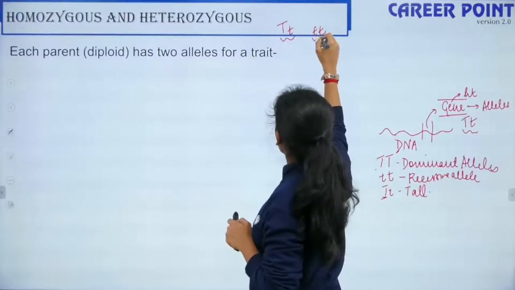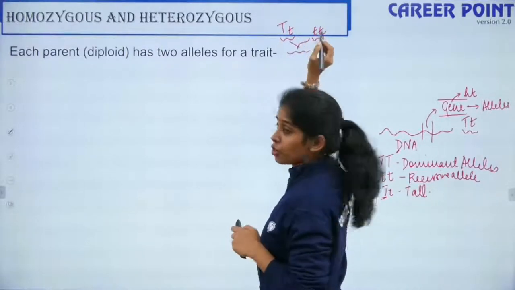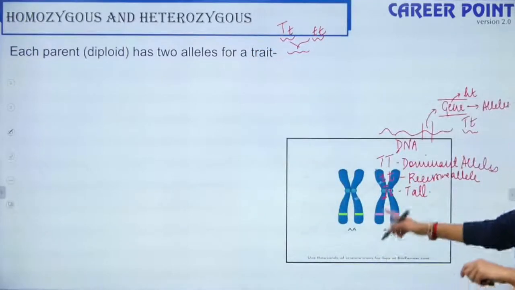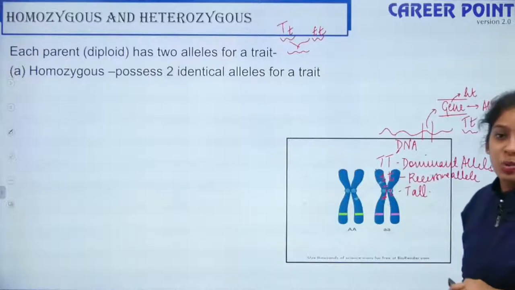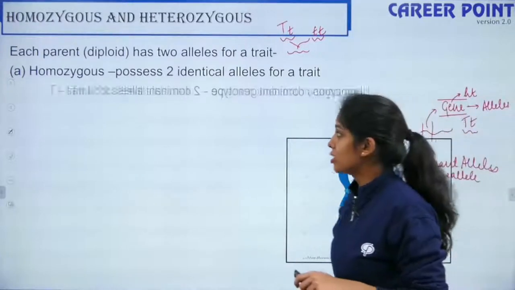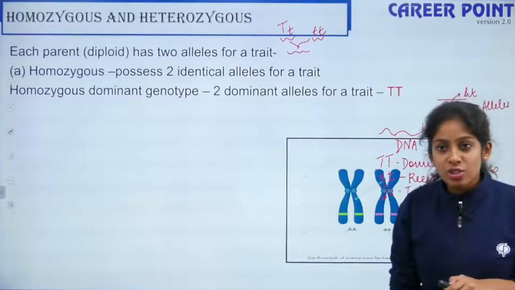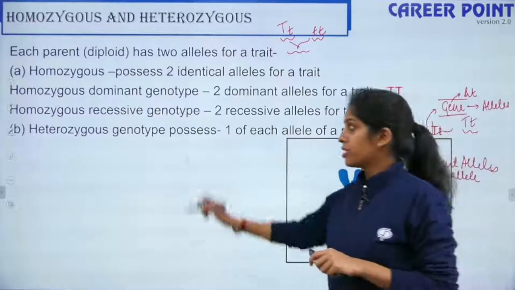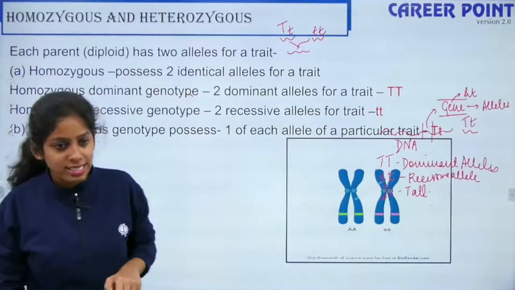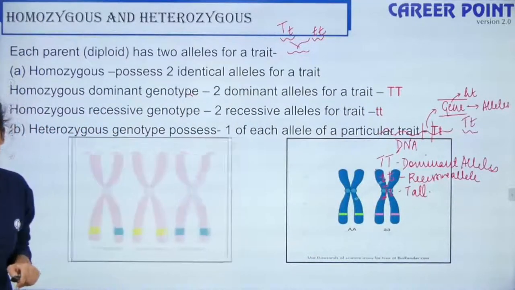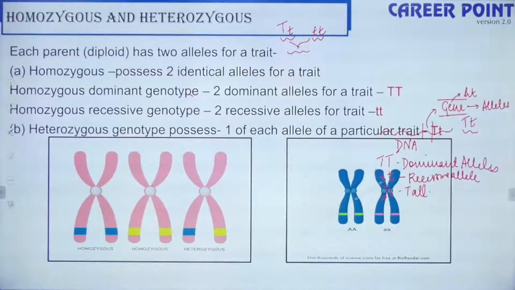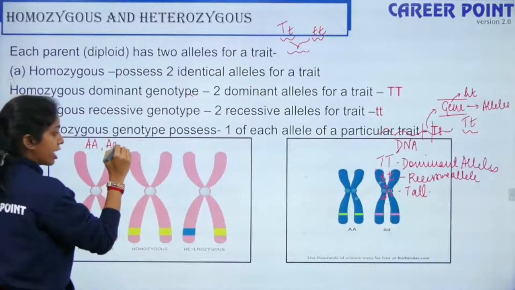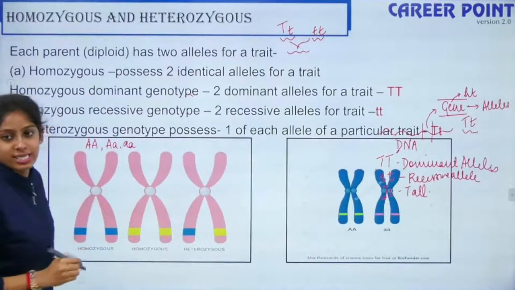So now you will inherit it and it will come in your gene. Which one comes is pretty random. Okay, so this is how the alleles are. Homozygous is when two identical alleles are present. It can be heterozygous dominant or heterozygous recessive, or homozygous dominant or homozygous recessive, and this is the heterozygous type. So if I write it like this, this is homozygous dominant, this is heterozygous, and this is homozygous recessive.